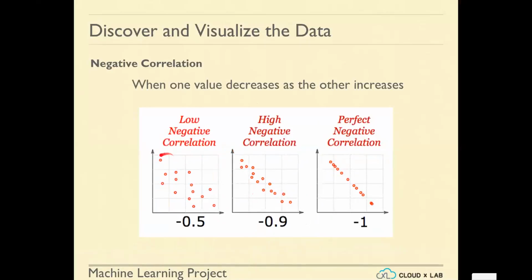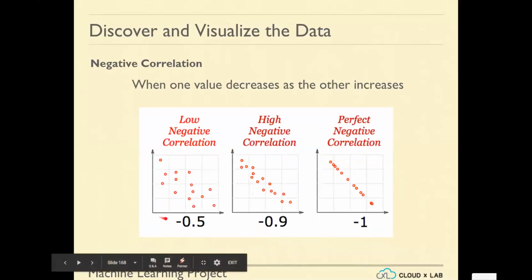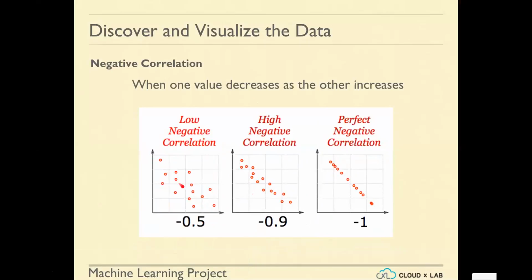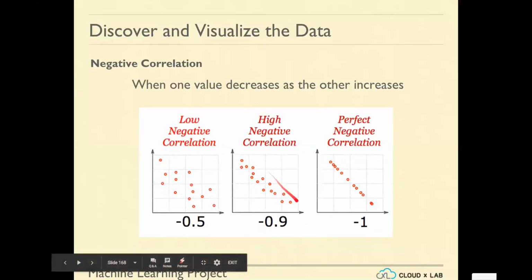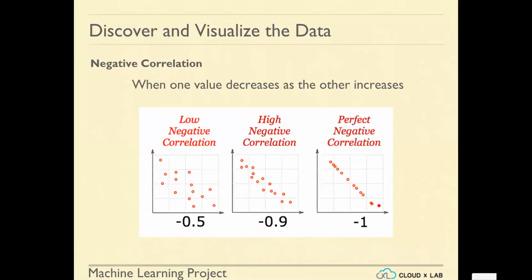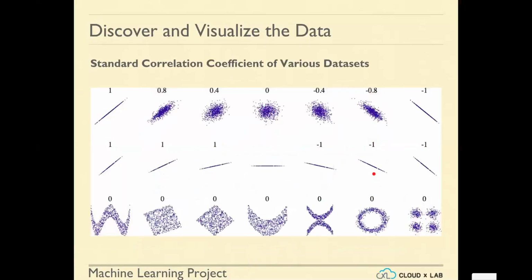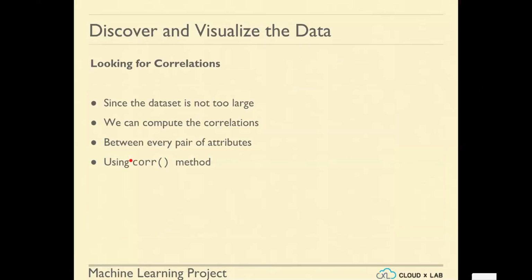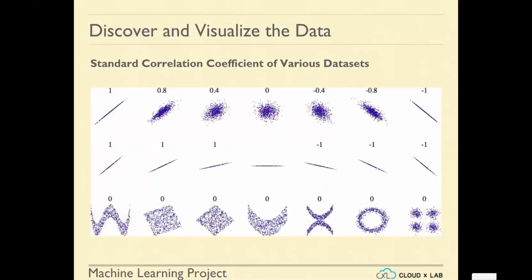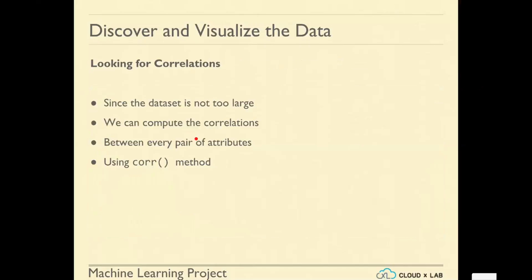This one is a negative correlation: as x is increasing, y is decreasing, y is going down, right? Similarly here, this is high negative correlation, and this one is a perfect negative correlation because it looks like a line. Same thing has been demonstrated in a single chart here. So this is positive, negative, perfect, and low correlations. That's what we have learned.